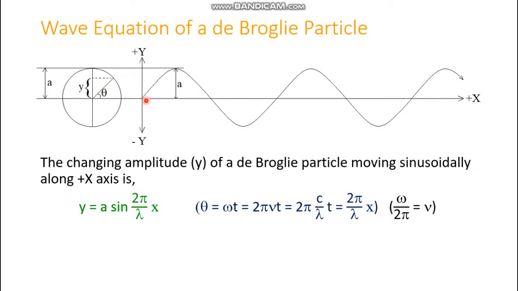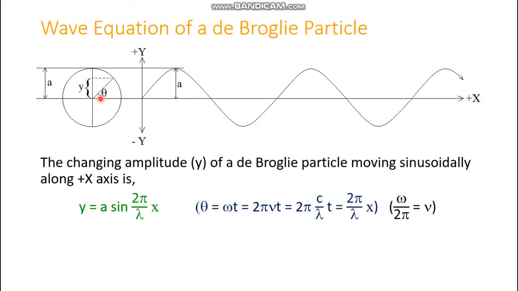Now look at the movement of the particle, following a sinusoidal path. Here, when the angle theta is produced, this theta is produced in t time. Then if this theta is divided by t time, its angular velocity, that means theta by t, is obtained, which is nothing but omega. Therefore theta can also be written as omega into t.